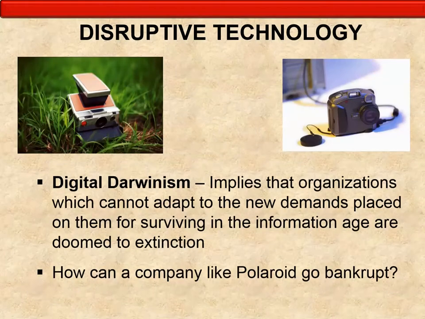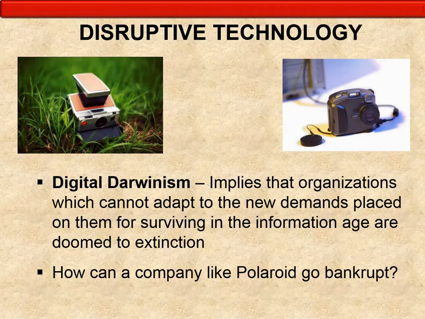The first term that we are introduced with, and here they're picturing the 2 threats and the 2 potential substitutes. On the left you have the original Polaroid, and on the right you have your digital camera. So here it introduces the term digital Darwinism, which implies that the organizations which cannot adapt to the new demands placed on them for surviving in the information age are doomed to extinction.